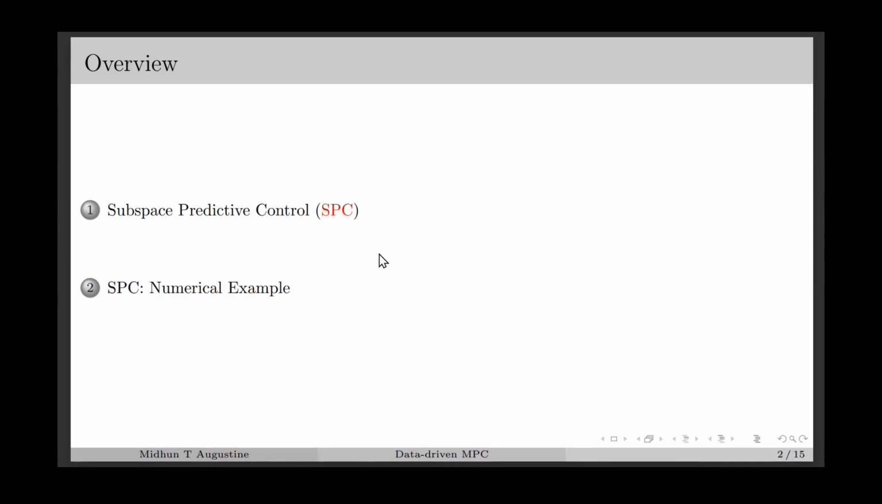Here is the overview of this lecture. We will be starting with the basic concepts and the algorithm for subspace predictive control or SPC, which is then followed by a numerical example.